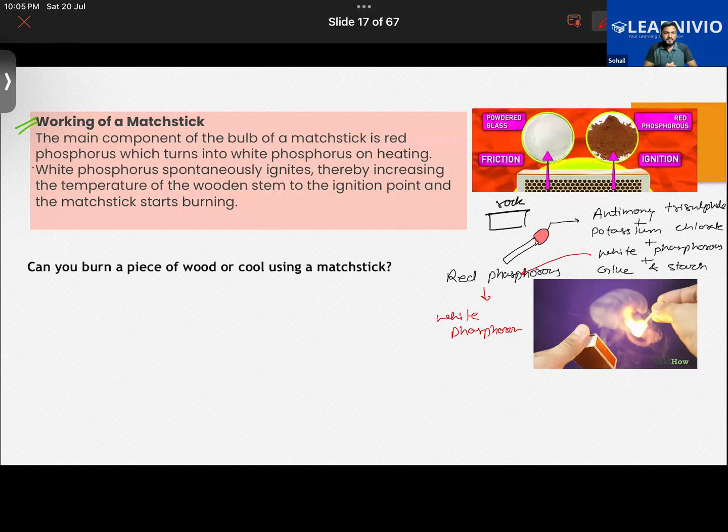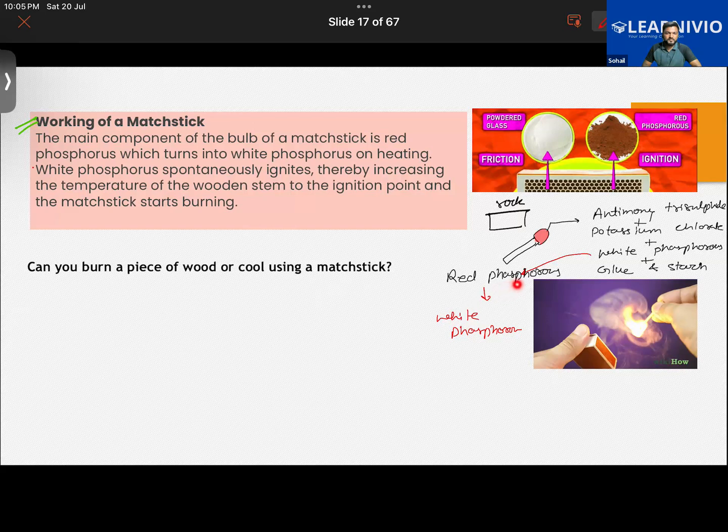It's made up of potassium chloride. It's written over here. You can take help from here. And antimony sulfide, antimony trisulfide. Okay, that is antimony trisulfide, potassium chloride. And then white phosphorus, but nowadays we are using red phosphorus. Why?